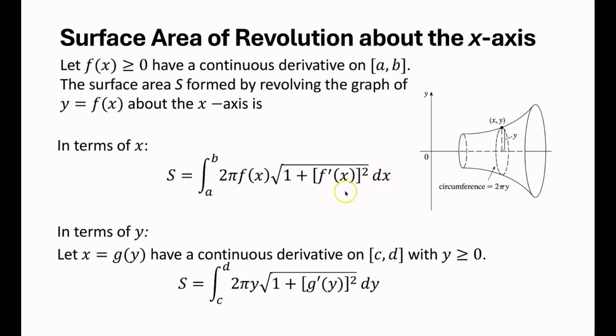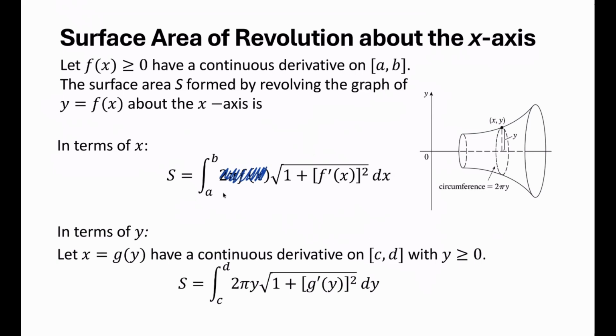So what's going on here? Where is this coming from? Well, part of this formula should look familiar. If I go ahead and cross out the 2 pi f of x, the integral from a to b of the square root of 1 plus the quantity f prime of x squared dx, that is just arc length.